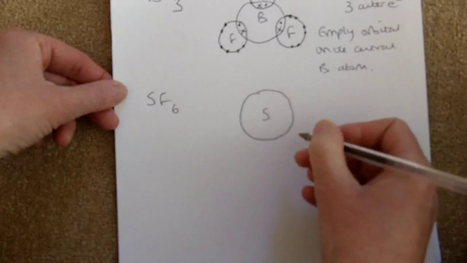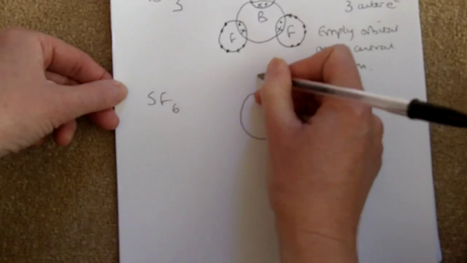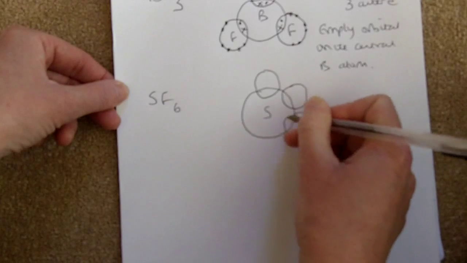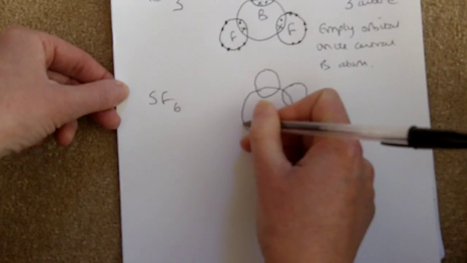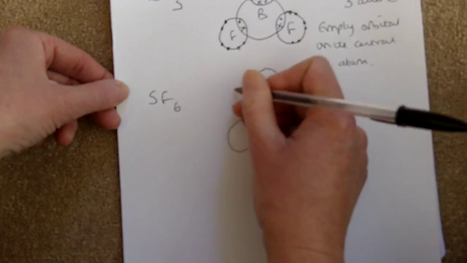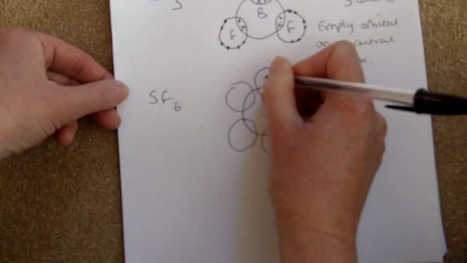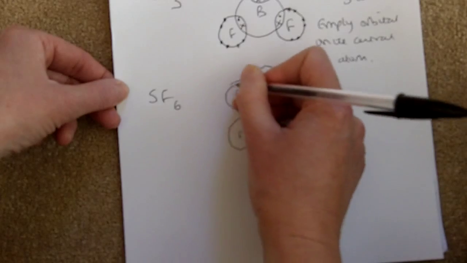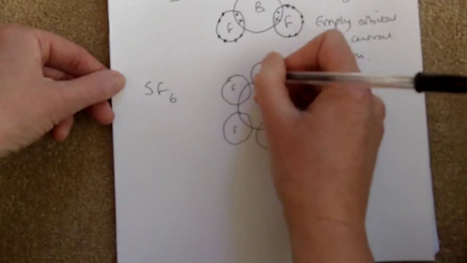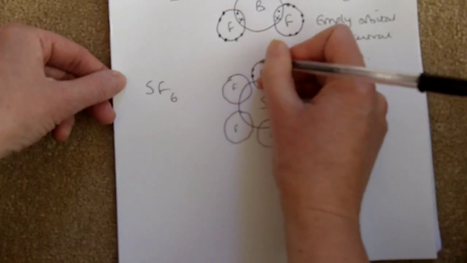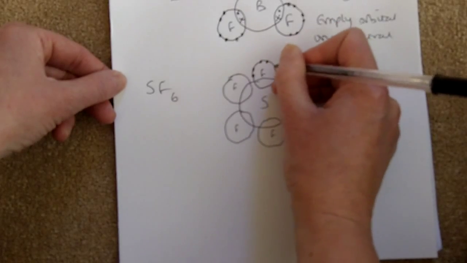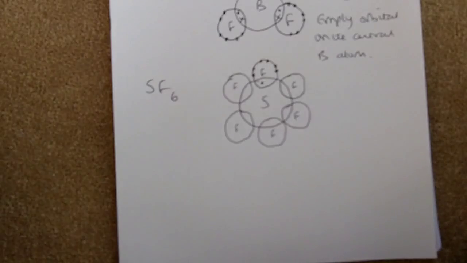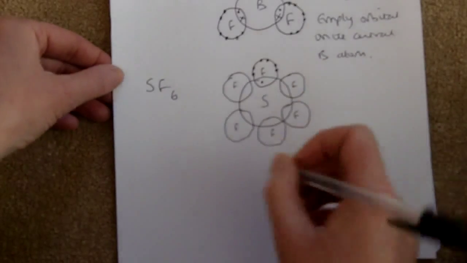This is going to be difficult to draw with 6 fluorines. 1, 2, 3, 4, I'm going to fit them all in, 5, 6. F for the symbol in the middle. Now I've not got time to do it, but you have to draw all the fluorine, the 7 electrons. But I'm just going to do one, but you need to do it for every single one, okay?